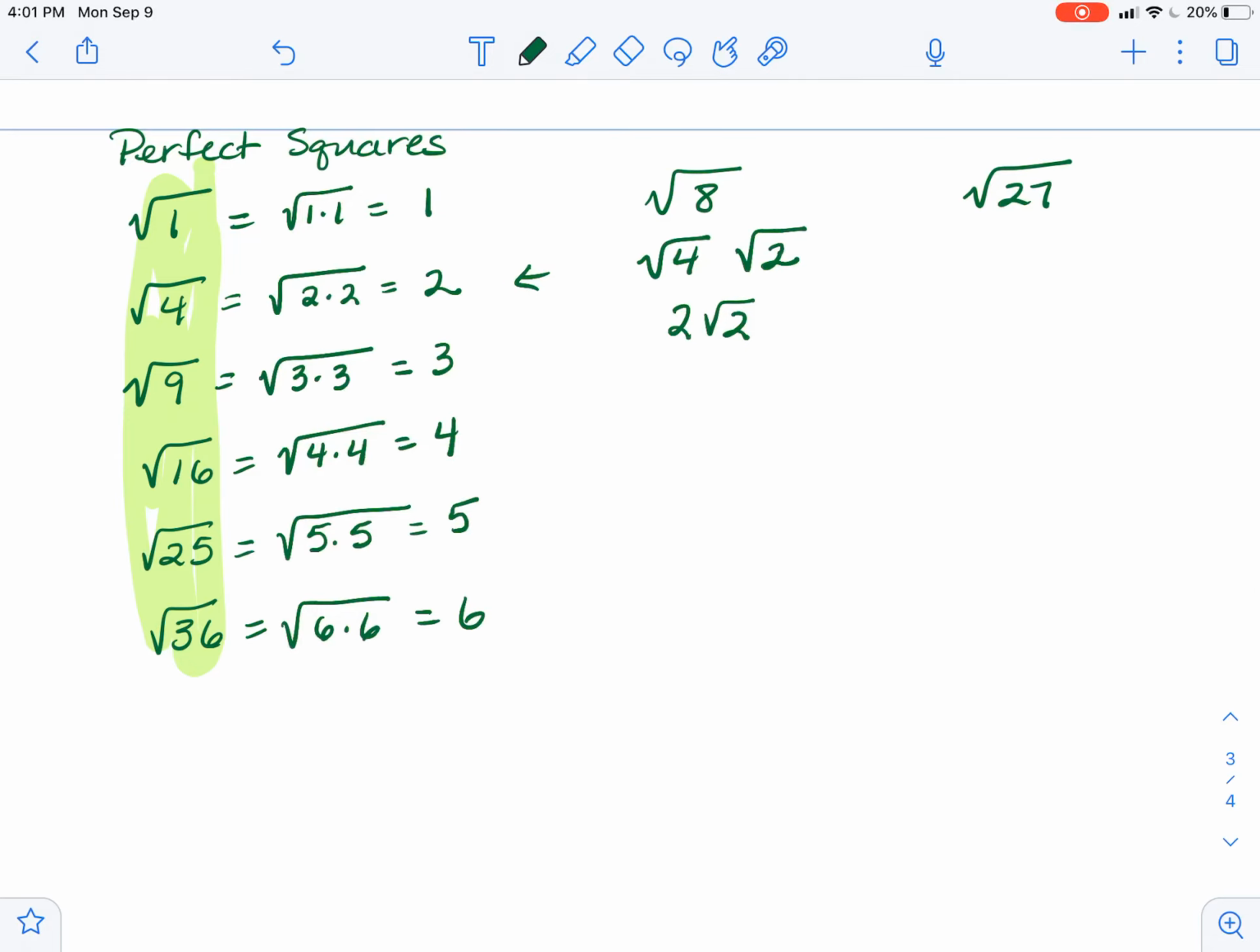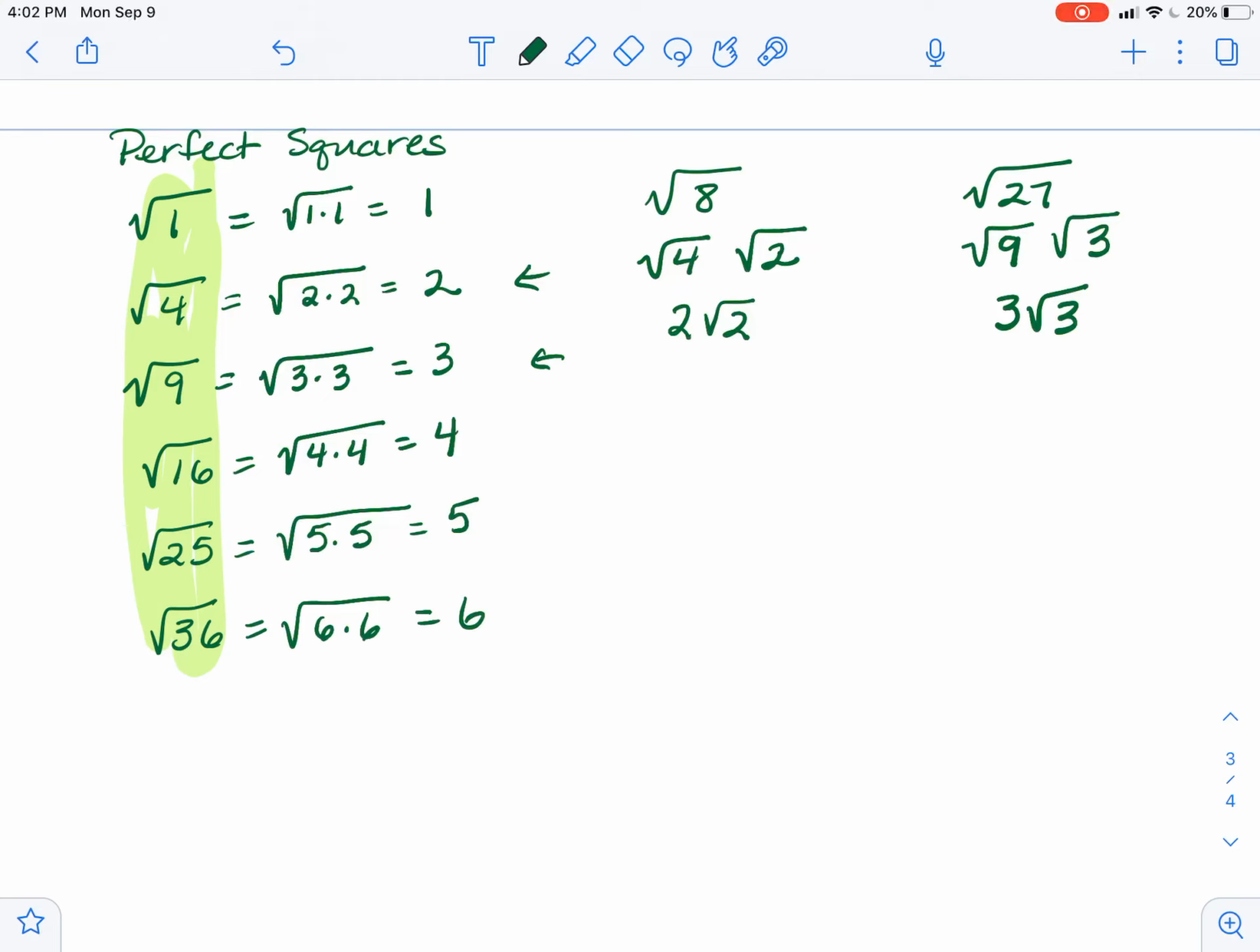Okay, square root of 27. I start by writing my 2 radicals, and then I look over to my list and ask which one of those highlighted numbers will go into 27. And I know it is 9, and it's 9 times 3. So the square root of 9 is 3, and then I have the square root of 3 left, okay? So that's if I have underneath the radical a positive number.